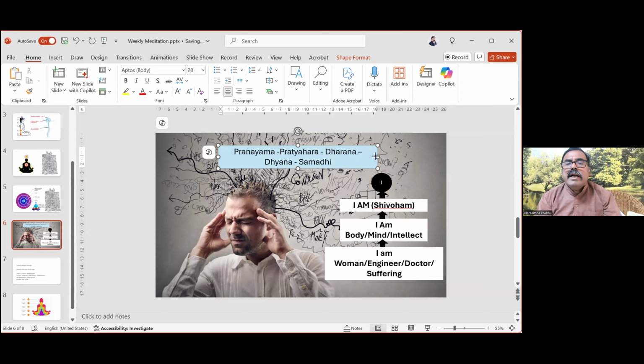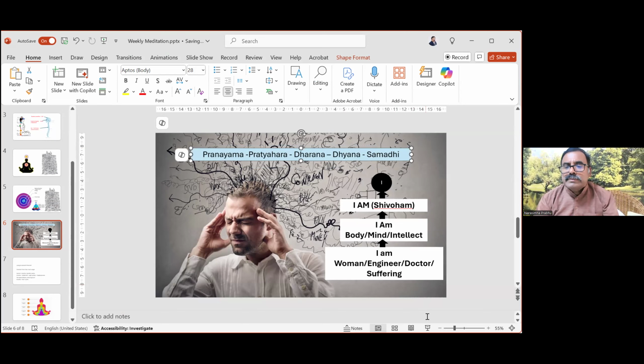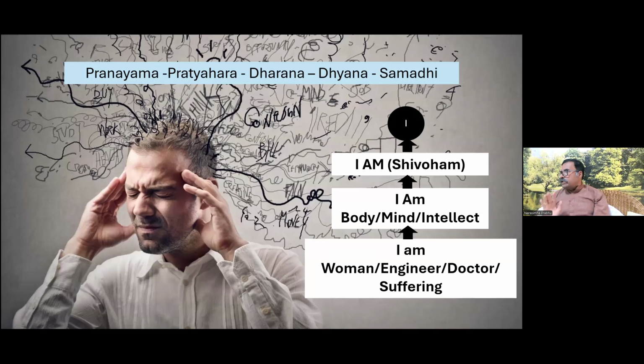Pranayama, pratyahara, dharana, dhyana, samadhi. So these are the steps involved in any meditation in various forms. Any meditation requires these steps. If you say simply meditate, people can't meditate. Meditation involves a process.